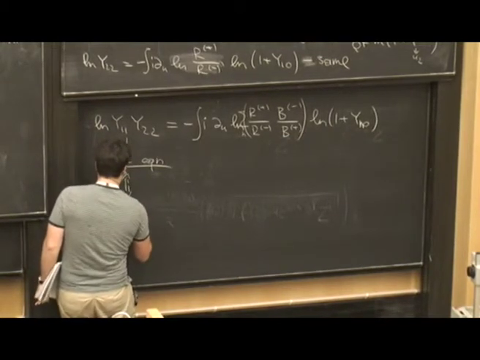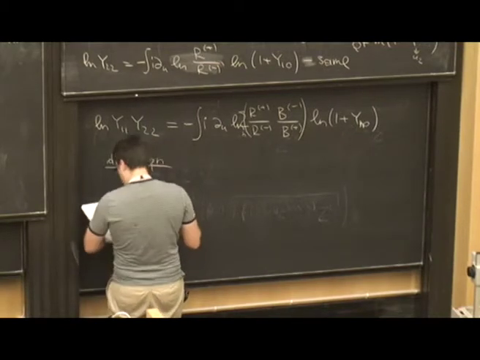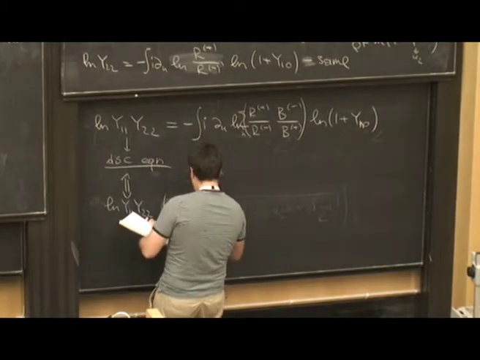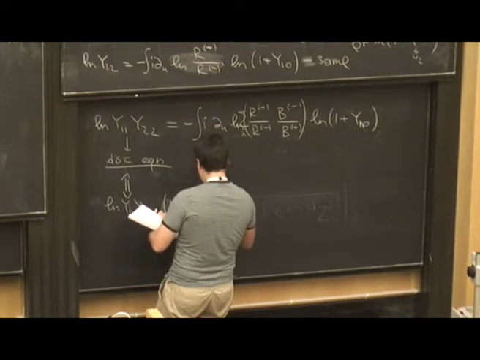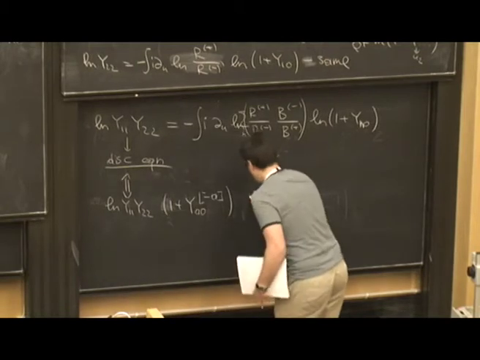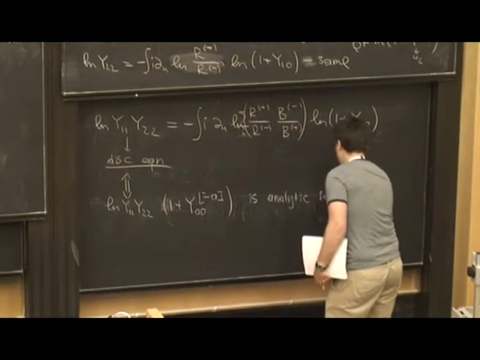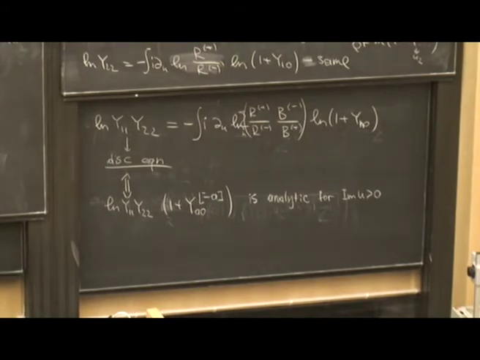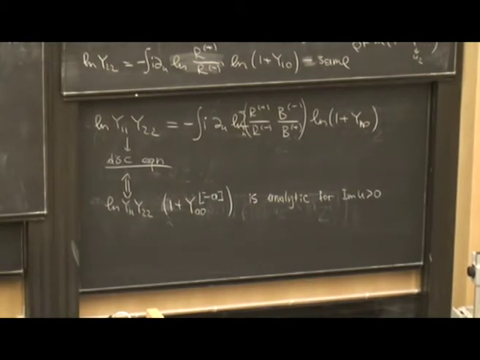So it happens that it is equivalent to just saying that y11, y22 times plus y a0 minus a is analytic for imaginary part bigger than 0. So let me just give you some example.